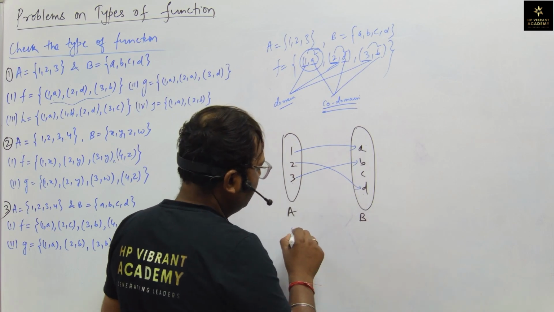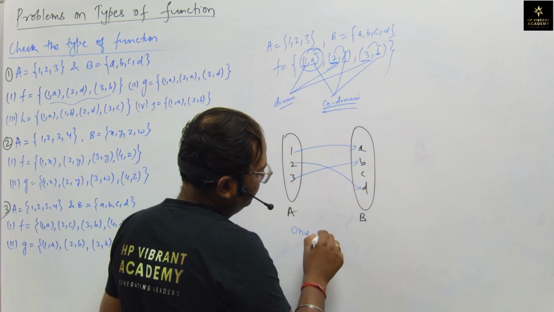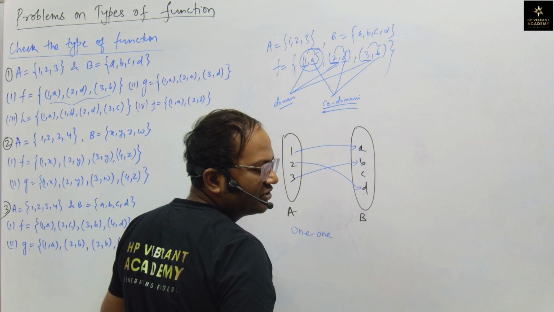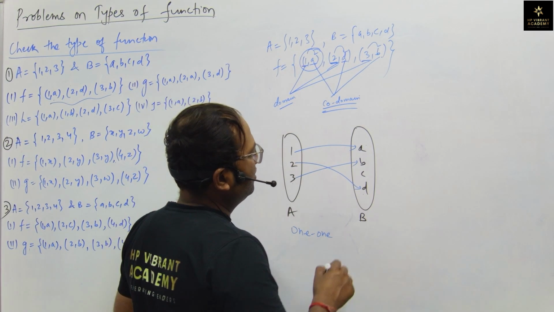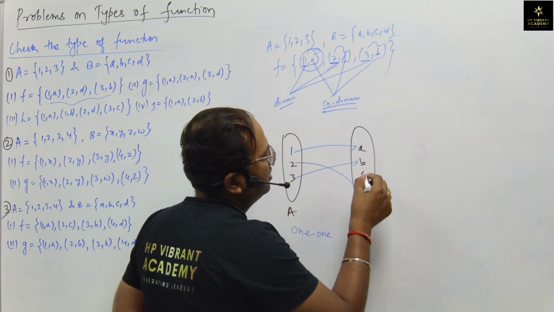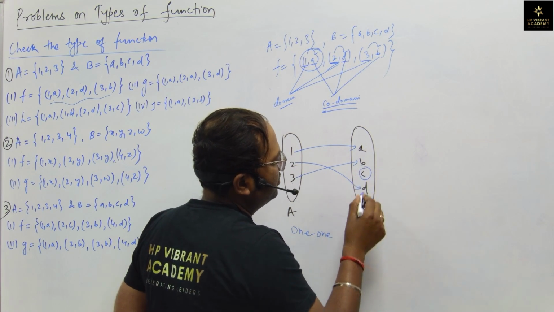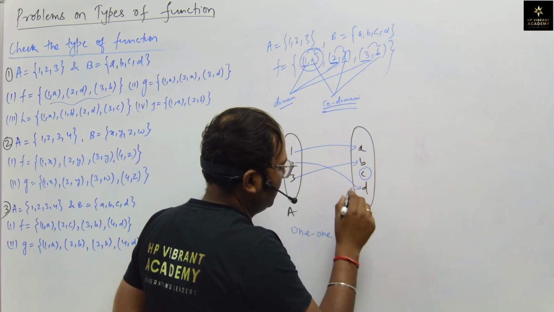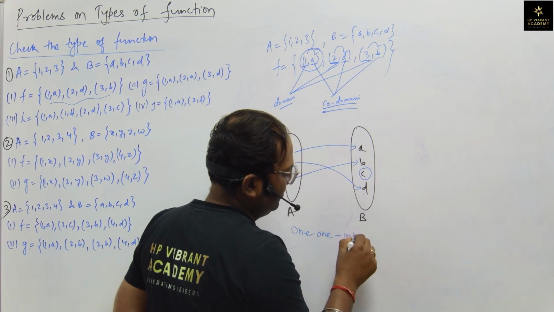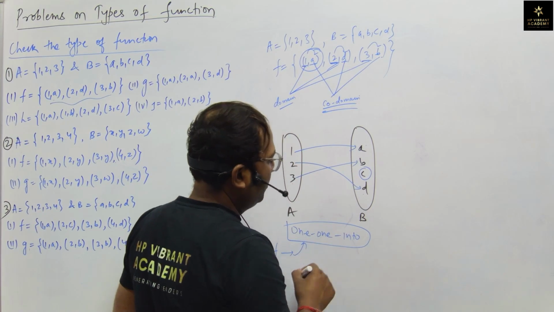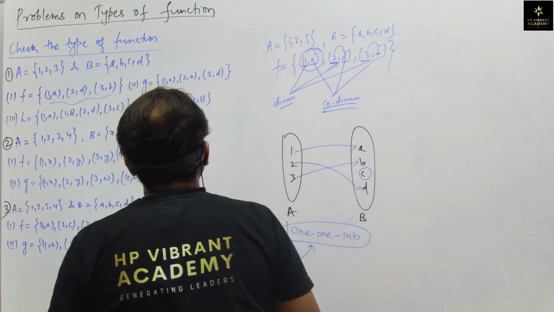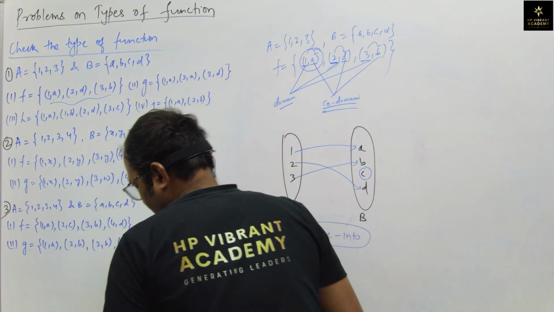So this is nothing but one-one. We have already studied the definition in the last lecture. So this is one-one, and also there exists an element C in set B which does not have any pre-image in set A. So this is into, as per definition. So this function f is one-one into. Now let us discuss this function g.